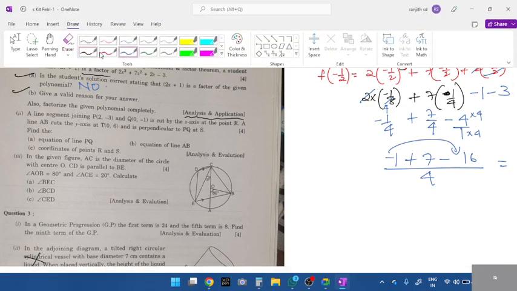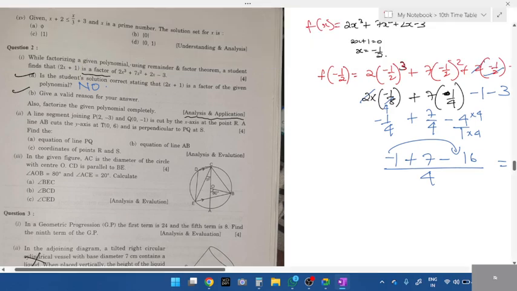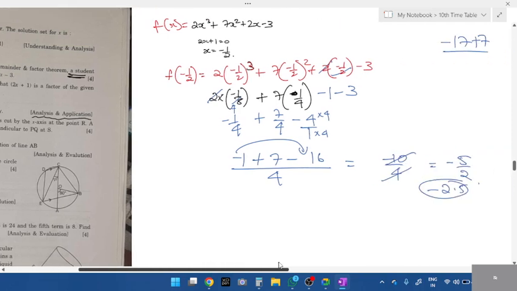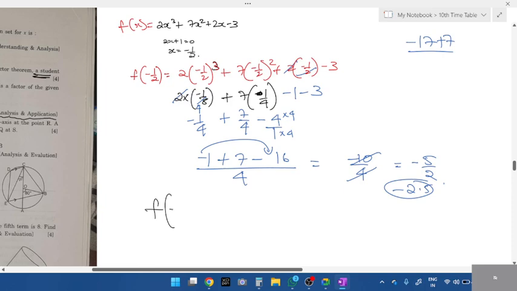Fine. So what is the question, students? While factorizing a given polynomial using a remainder and factor theorem, a student, look at this, a student finds that 2x plus 1 is a factor. Is the student solution correct? Is 2x plus 1 a factor? No, the student solution is wrong. Give a valid reason. What will be the valid reason, students? What's the remainder we are getting? Yes, f of minus 1 by 2 is equal to minus 5 by 2, which is not equal to 0.